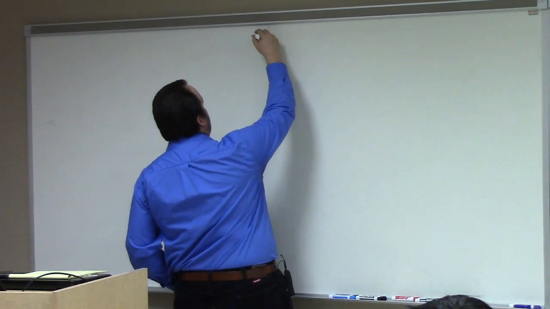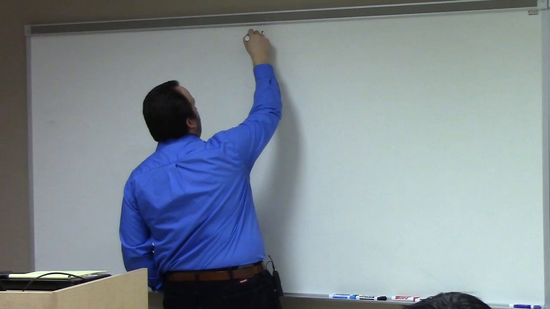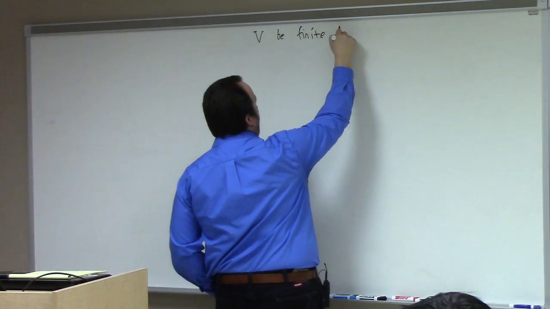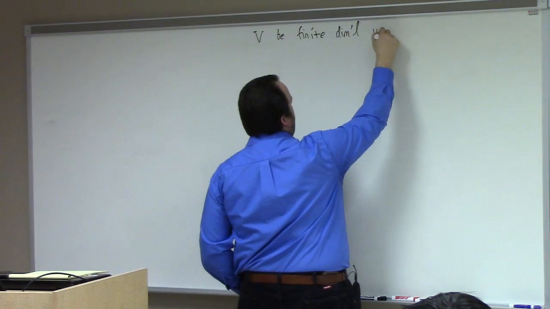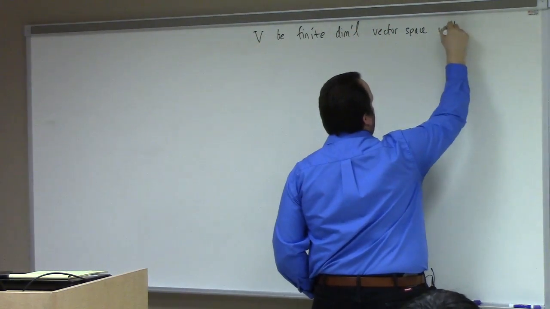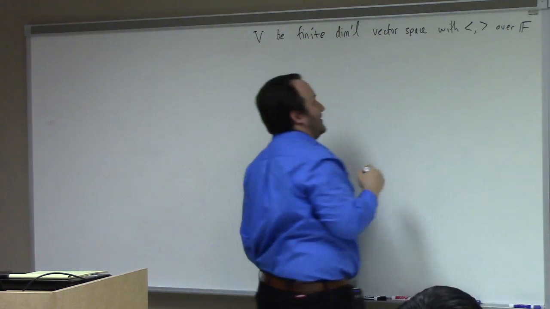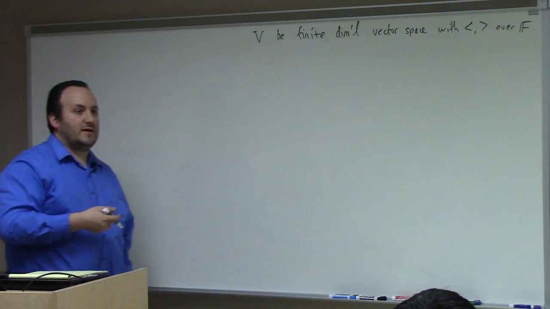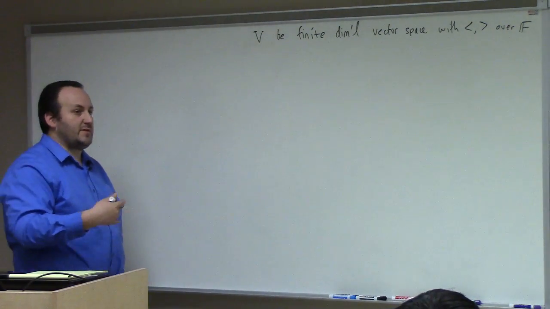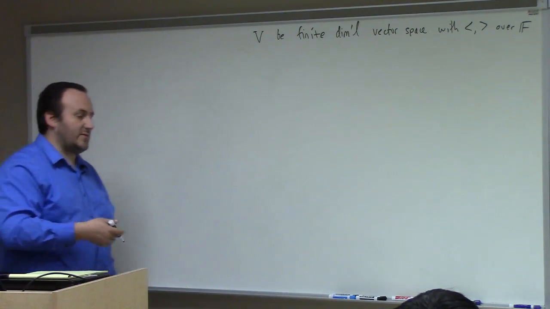I told you before about the dual space. We're going to let V be a finite dimensional vector space with inner product over F. Admittedly, I don't really need the inner product or the finite dimensionality to define the dual space. But most of the theorems I'm doing today concern finite dimensional inner product spaces.